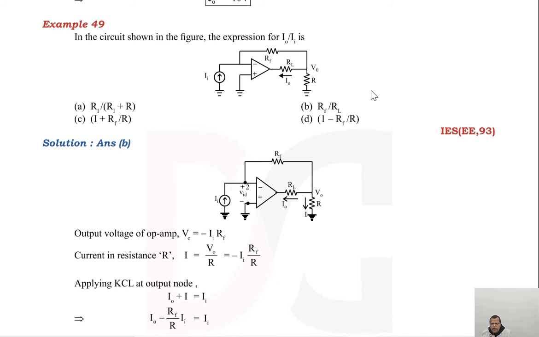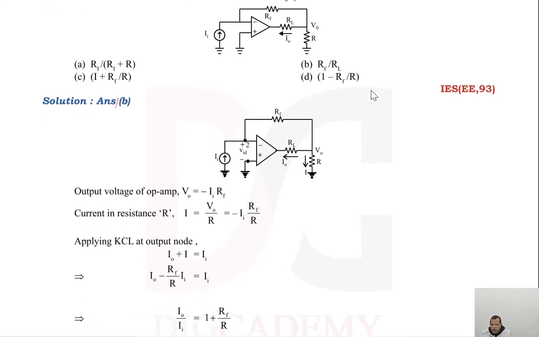In the circuit shown in the figure, you are given this circuit. The expression of I naught upon I input, that is output current by input current, is. That procedure will remain similar here. Let us see how to simplify that. So first of all, please see it carefully. This incoming current will be flowing through this circuit. So the voltage at this node is 0, the voltage at this node will definitely be equal to 0, so VID is 0 for an ideal op-amp. So V naught will be equal to nothing but RF multiplied by input current I with minus sign.